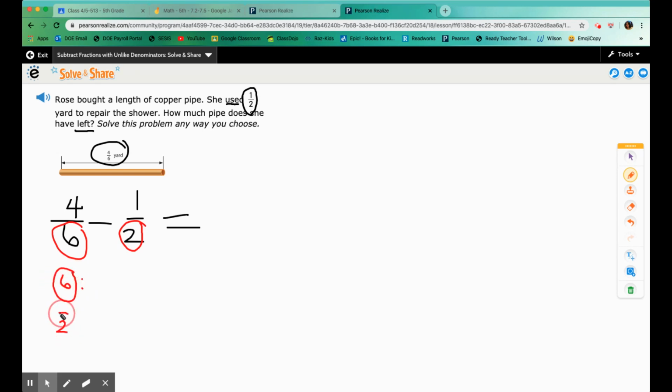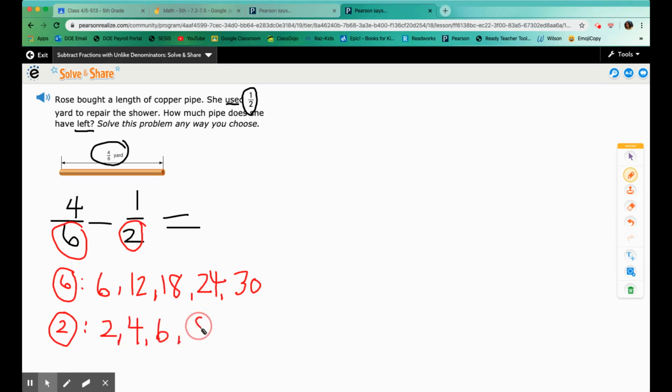6, 12, 18, 24, 30. 2, 4, 6, 8, 10. So I made a list of six, I made a list of twos. If you make a list and there is no common multiple, then just keep going. But usually something should come up soon, right? So here's a list of six. Here's a list of two, the multiples. Let's see which one's in common. So I see that the six is in common.